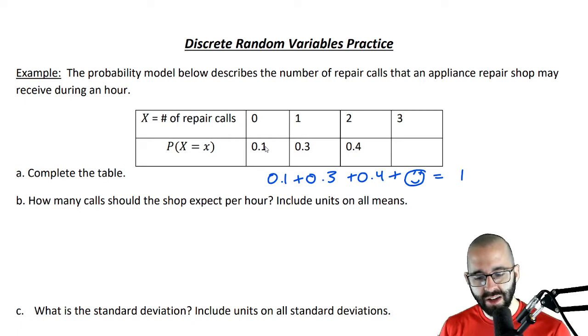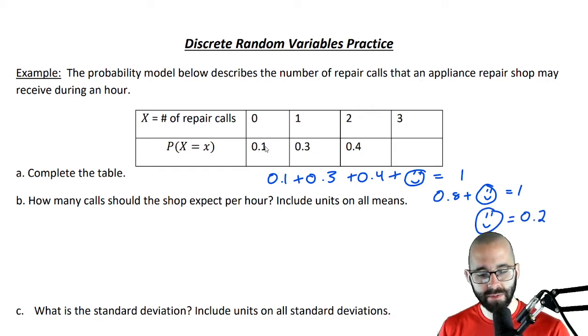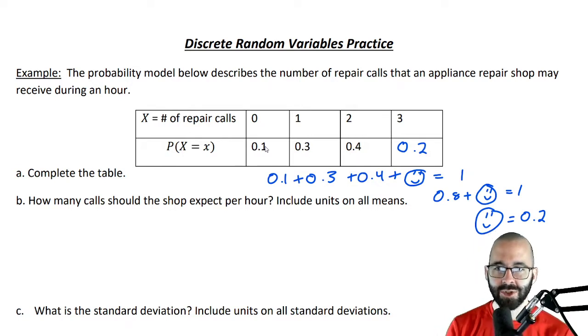Well, if we simplify and solve this equation, it's going to be 0.8 plus smiley face equals 1, and subtract 0.8 from each side to get that smiley face is equal to 0.2. There we go. And now we've got a probability distribution.